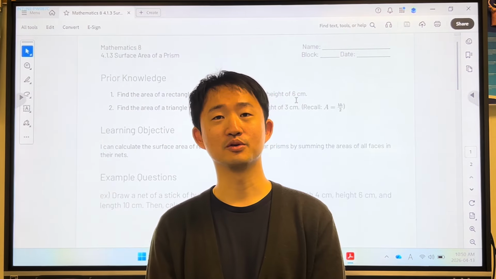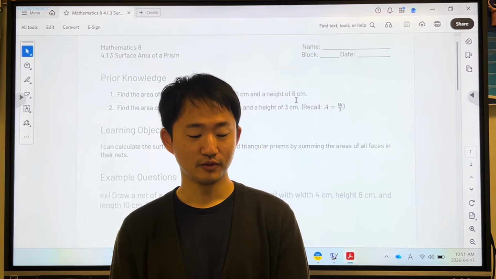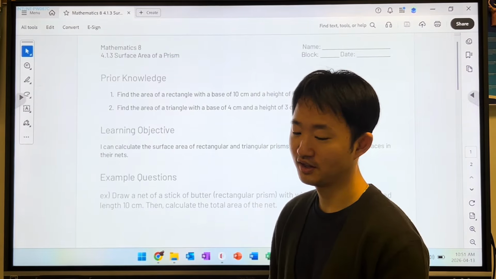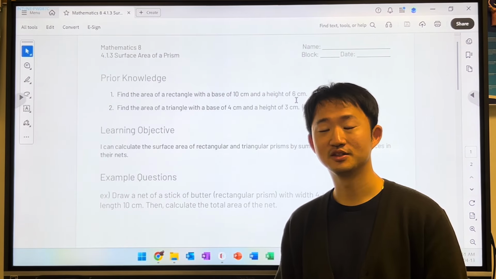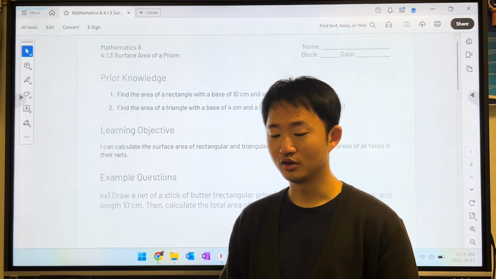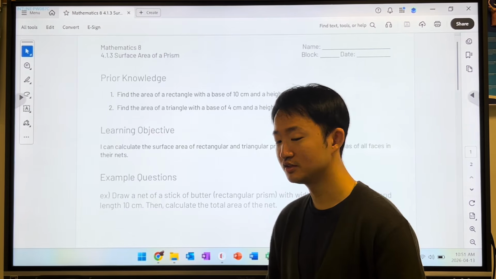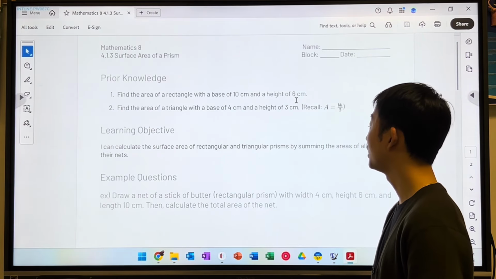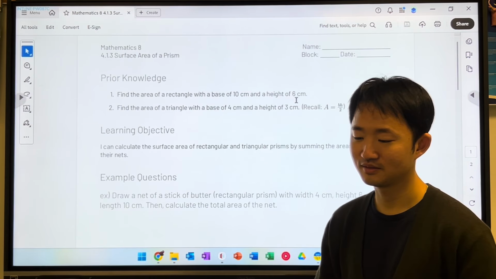In this video we're going to talk about the surface area of a prism. Before we start, we need to know how to find the area of a rectangle and also the area of a triangle. Also, we'll be able to calculate the surface area of rectangular and triangular prisms by adding the areas of all the faces in their nets.